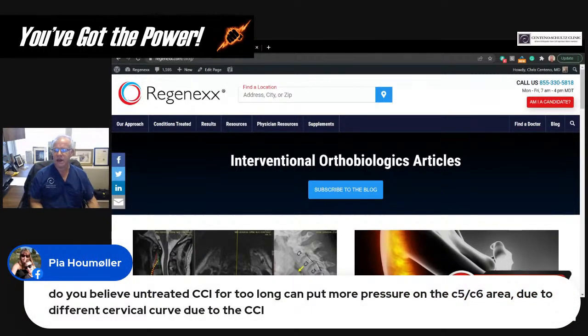Pia, do you believe untreated CCI for too long can put more pressure on the C5-6 area due to different cervical curve due to the CCI? Well, the different cervical curve is not due to the CCI. That's there with the CCI, so it's not due to the CCI. So that's not what's happening there. As far as can CCI put more pressure on 5-6? It's certainly possible that it could, but I think there are probably other things going on, and you need to then treat the 5-6 and the CCI at the same time.